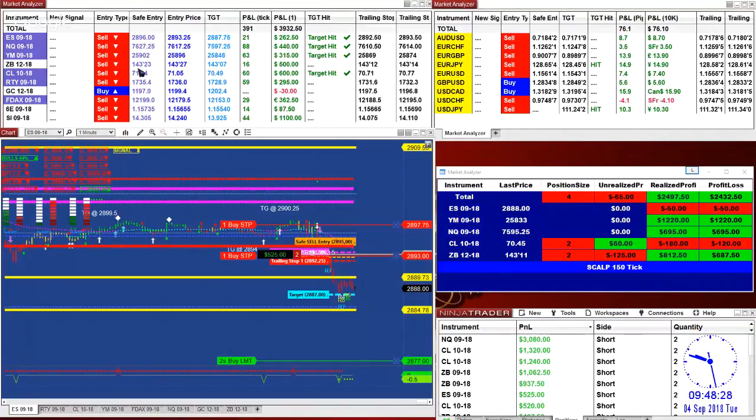You are very welcome to copy those numbers. As an example, we have an entry on the ES, 2893.25, target 2887.75. On the pullback re-entry is 2896. It is all done automatically. You don't have to do anything. Right now, at the bottom of the chart is connected the same system.